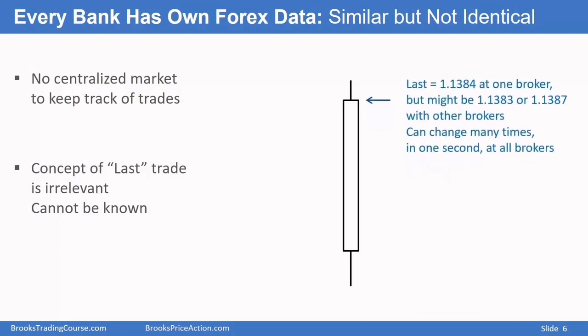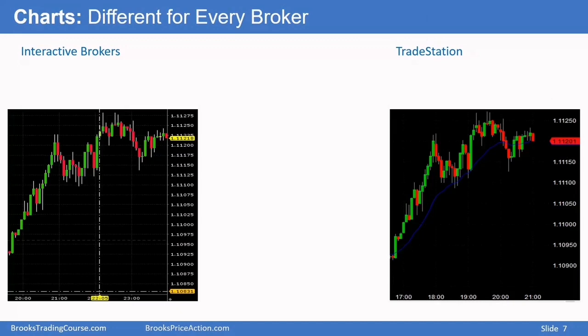And the result is the last trade on one chart might be one price, and a chart from another broker would be another price. For example, look at this close. It might be 1.1384 at one broker and 8.3 at another broker, or 8.7 at a different broker. Furthermore, it can change instantaneously within a fraction of a second at all of the different brokers. This is an example comparing Interactive Brokers and TradeStation. TradeStation no longer provides Forex trading, and Interactive Brokers has greatly restricted their Forex trading.